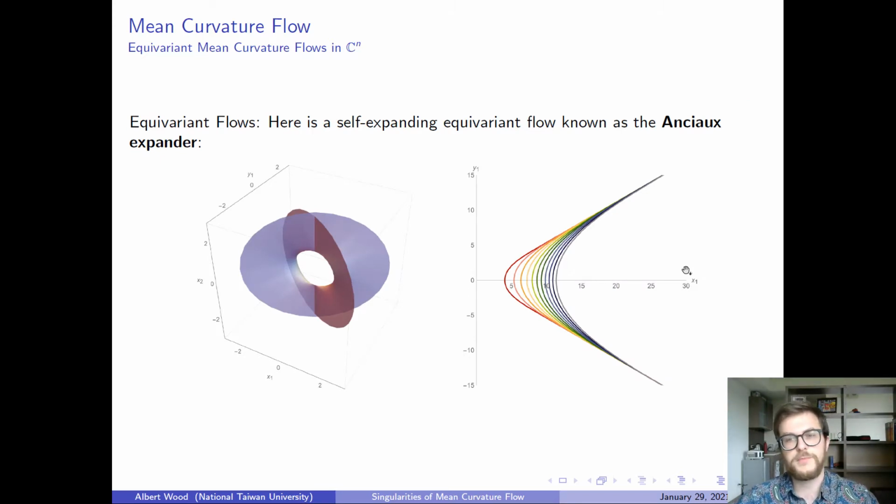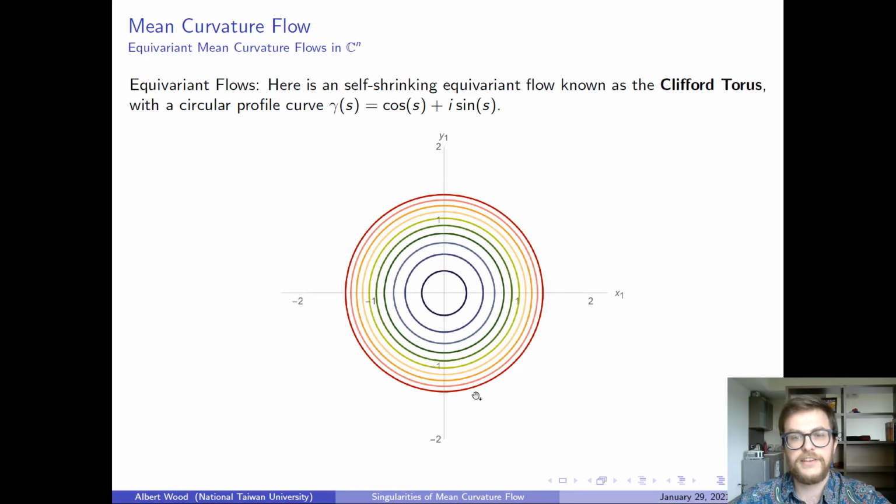There are a few specific nice examples of equivariant mean curvature flow. Here is a self-expanding solution to mean curvature flow. This is the profile curve on the right here. The initial condition is in red, and this thing actually moves away from the origin by self-similar expansion, in the same way that the sphere moves by self-similar shrinking. Here is a self-similarly shrinking solution to Lagrangian equivariant mean curvature flow. If we start with a circle, then of course that symmetry is preserved under the flow, and so this thing shrinks down to the origin.